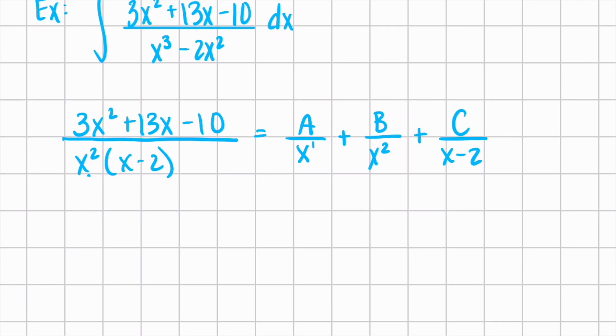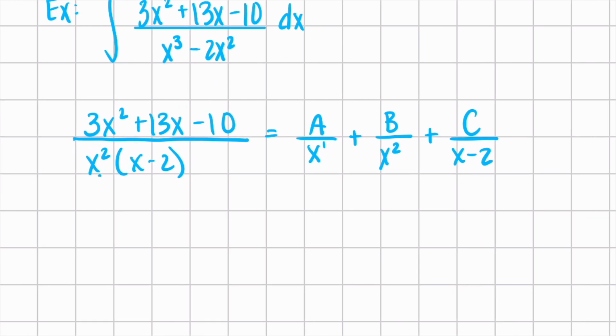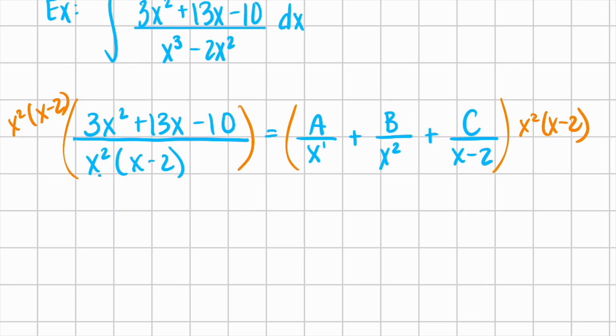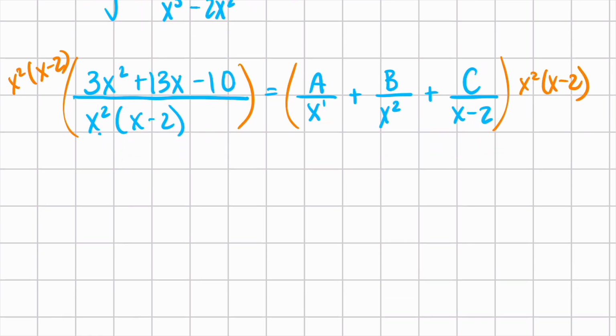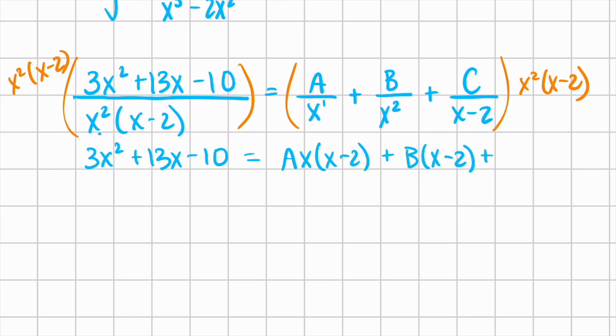Okay, so the process is the same. I want to get rid of my denominators, so I'm going to multiply both sides of the equation by x squared times x minus 2. So I get 3x squared plus 13x minus 10 equals, and this is going to be ax times x minus 2 plus b times x minus 2 plus cx squared.